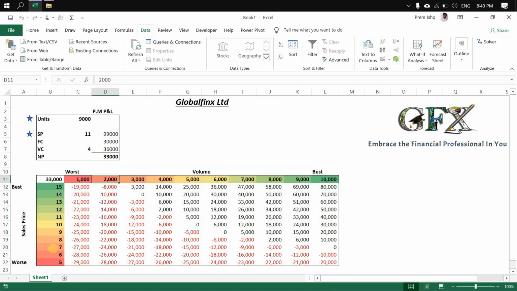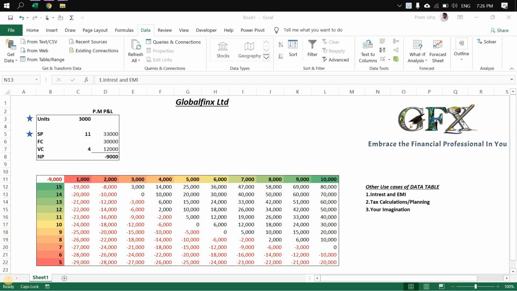Let us start analyzing this table. If your sales volume is 10,000 units, your sales price should be at least 7 rupees. If you are selling 6,000 units, your sales price shall be at least 9 rupees. And the same way, talking about worse scenarios, if you are selling only up to 3,000 units, your sales price should be at least 14. So these kinds of insights, net profit or net loss or even break-even points, are given by this formula.